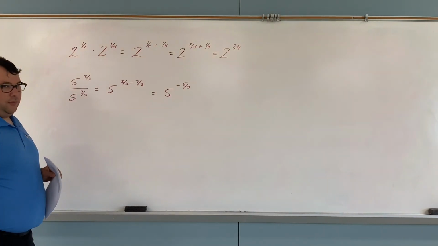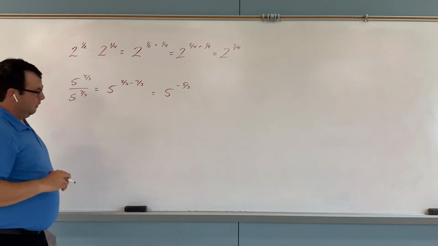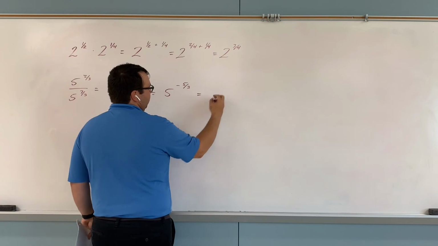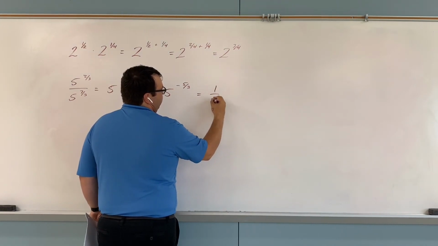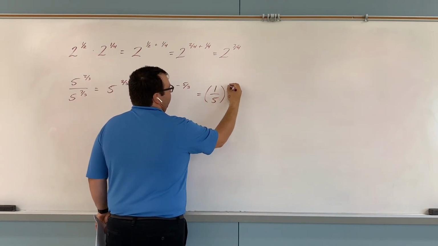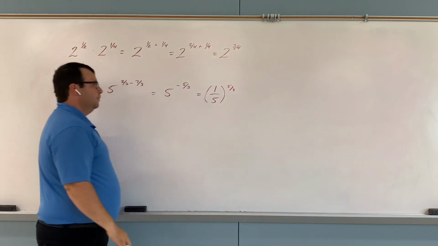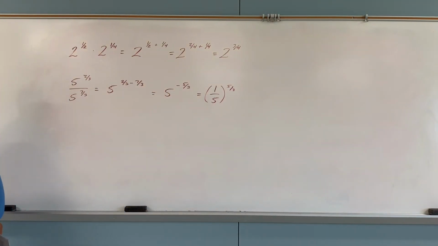I currently have a negative exponent, so I want to invert my base. So this would be 1 over 5 to the 5/3. And that is perfectly fine.